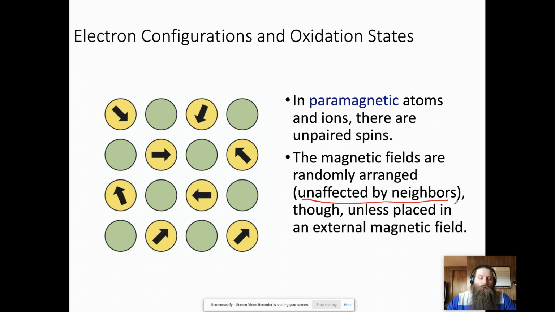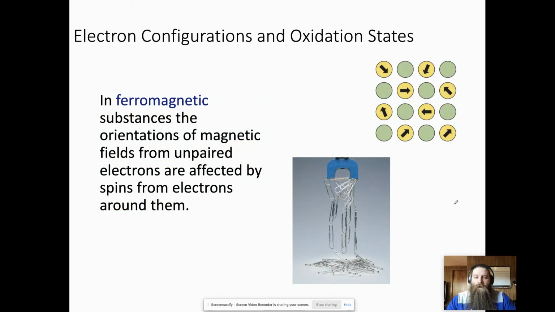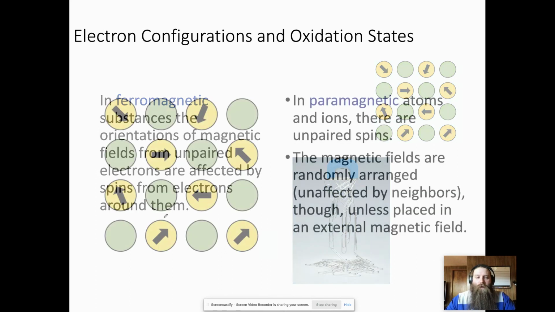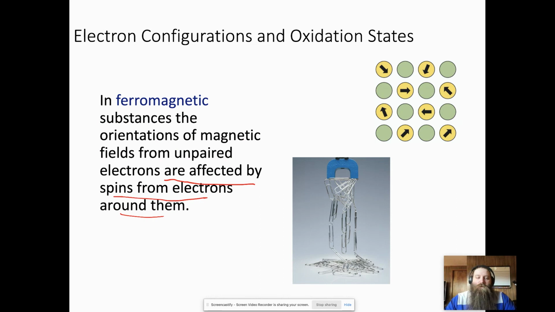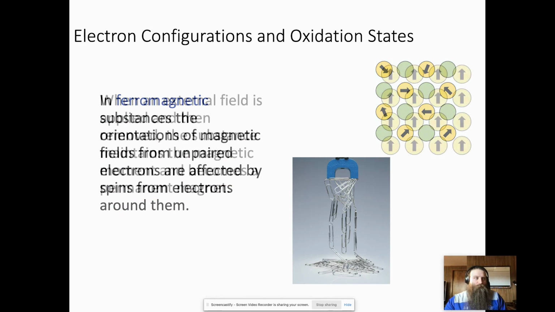Now, paramagnetism is not the magnet that we all think of. Ferromagnets are the magnets you probably think of when you think of a magnet. And in ferromagnetism, the unpaired electrons are affected by the spins from electrons on their neighbors, okay? And so that's the difference. In paramagnetism, they're unaffected by their neighbors, and in ferromagnetism, the spins are affected by their neighbors.